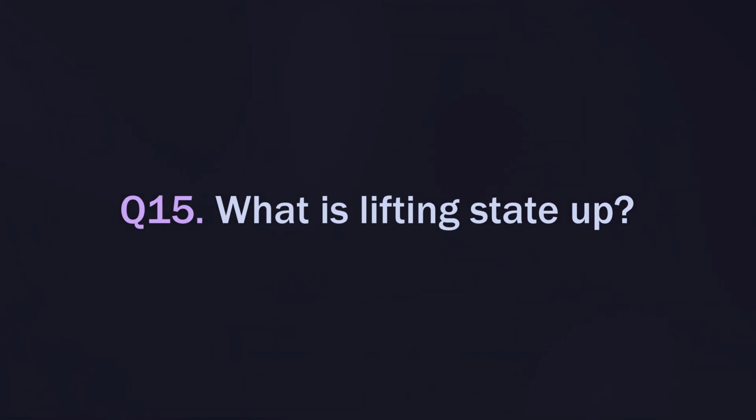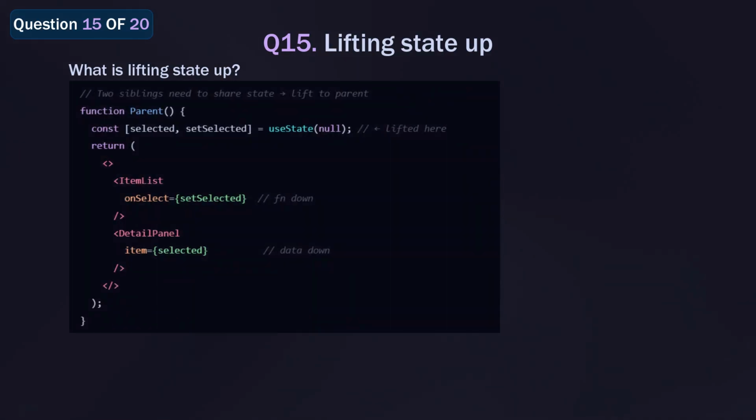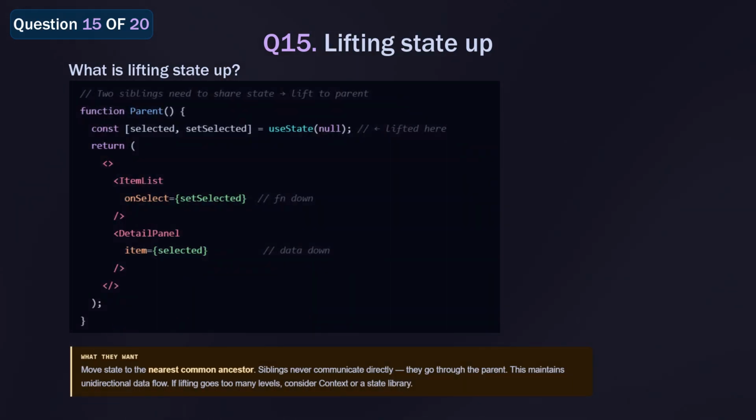What is lifting state up? Lifting state up means moving state to the nearest common ancestor of the components that need to share it. The ancestor holds the state and passes the data and any update callbacks down as props to the children that need it. This is React's idiomatic solution for sibling-to-sibling communication. You never have siblings communicate directly. You go through the parent. What the interviewers want: clean articulation of the pattern and why it enforces unidirectional data flow.